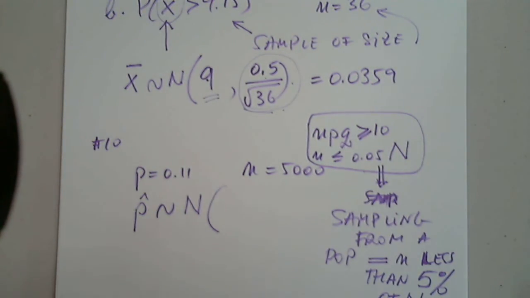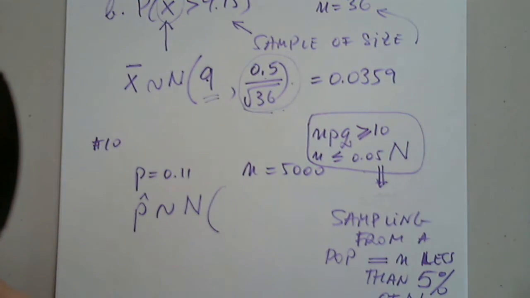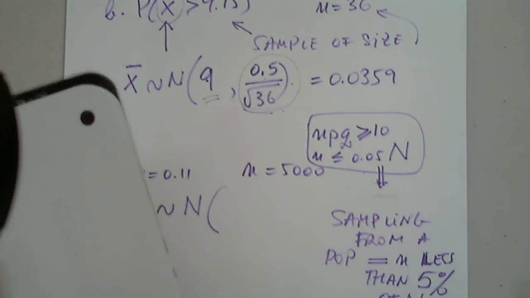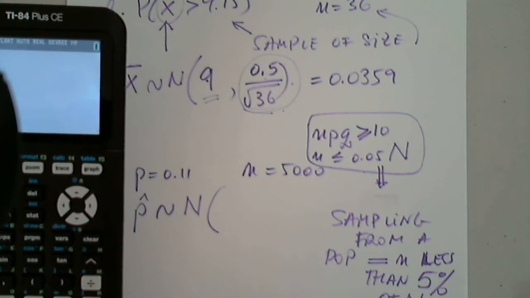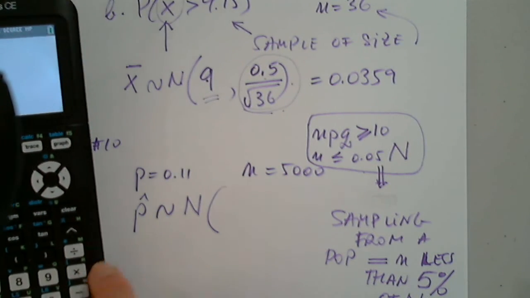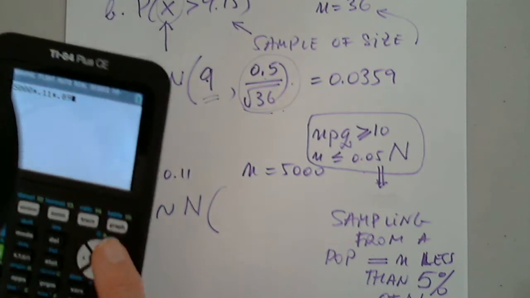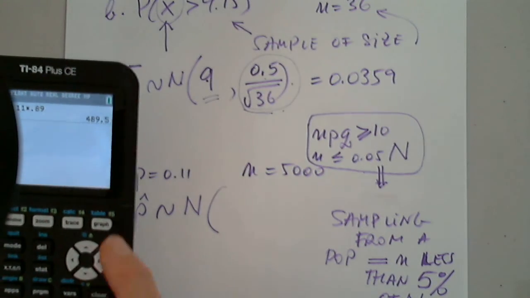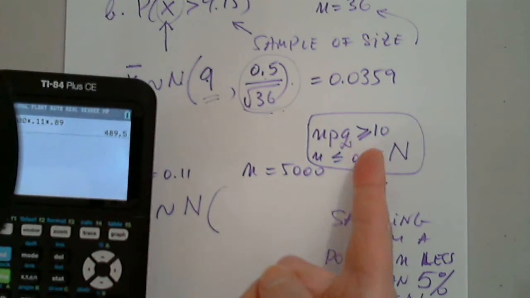I have to check always to make sure that I can use normality. Okay, good. So let's do that first. I'm going to do it here so that I don't switch again. So I have n, which is 5,000, and I have p, which is 0.11, and I have q, which is 0.89. So yes. And I got 489.5, which is definitely greater than 10, so I'm okay. I can use normality.